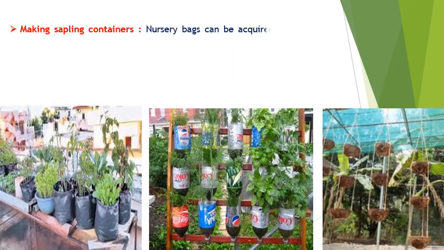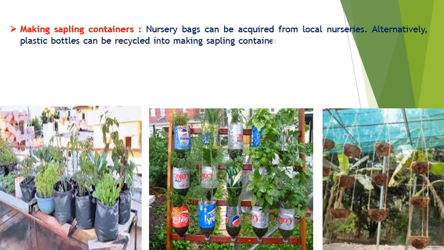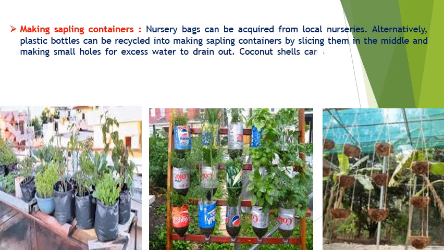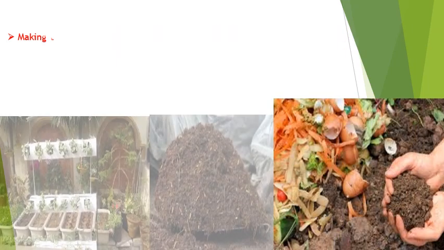Second step is making sapling containers. Nursery bags can be acquired from local nurseries. Alternatively, plastic bottles can be recycled into making sapling containers by slicing them in the middle and making small holes for excess water to drain out. Children, coconut shells can also be used as bags for smaller plants.